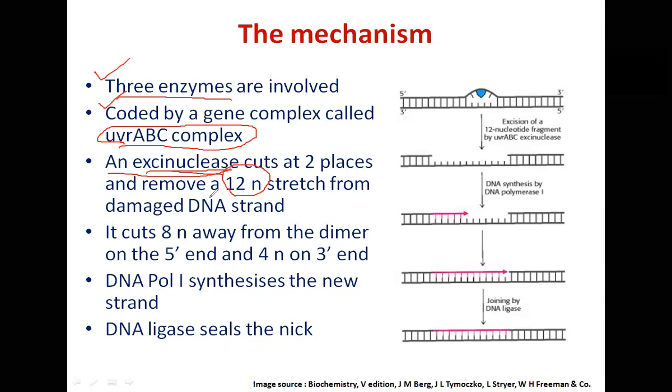It makes two cuts. The first cut is made 8 nucleotides towards the 5' side. So this is the 5' side, this is the thymine dimer side.